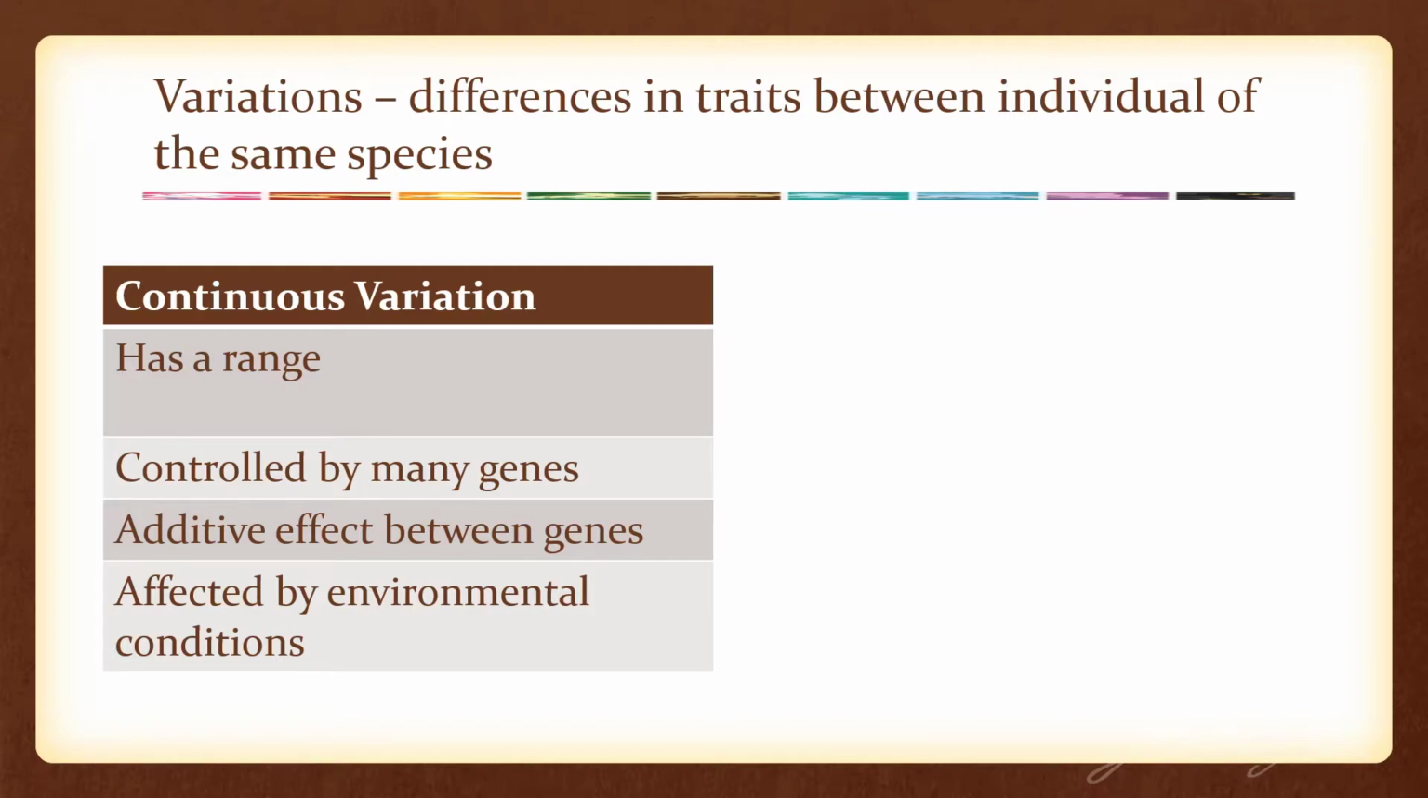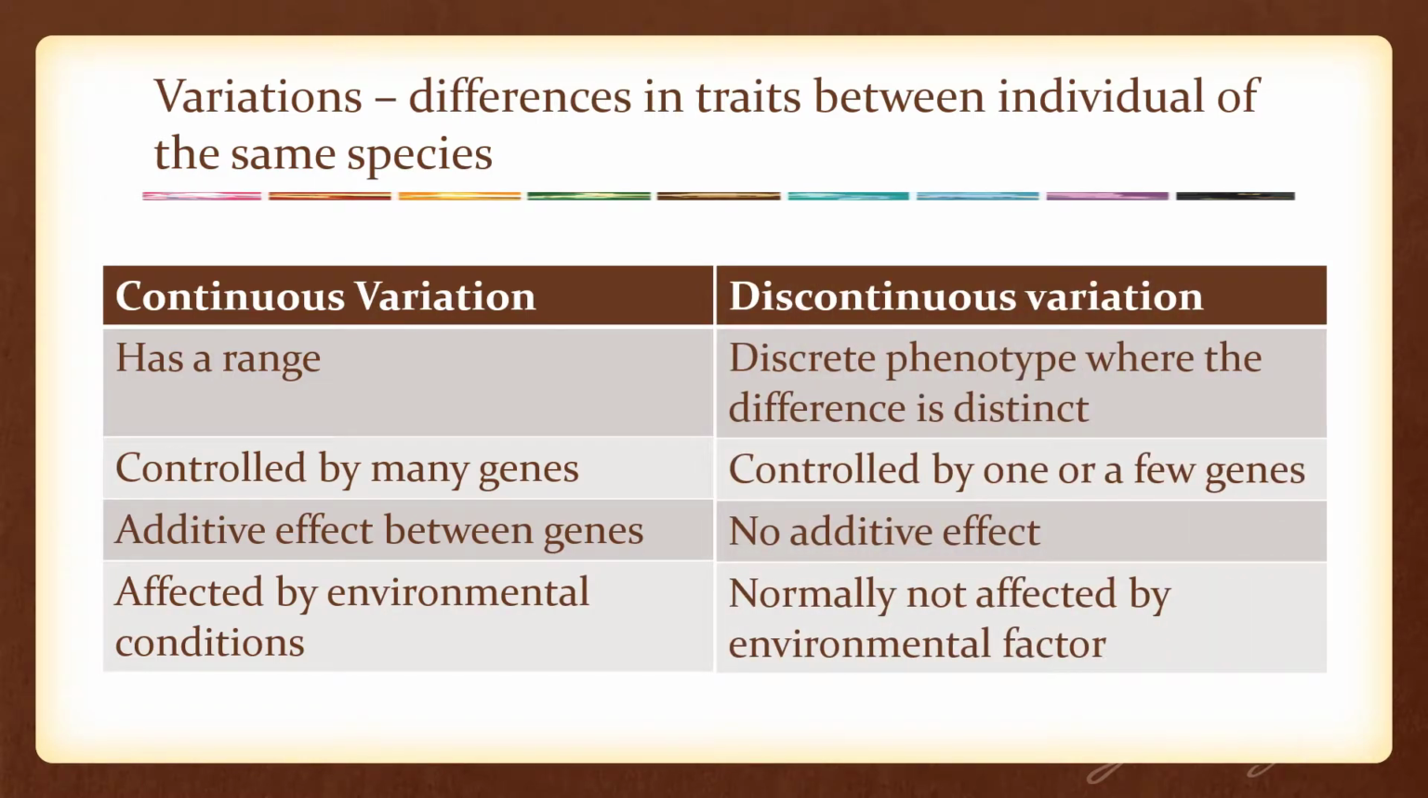Besides continuous variation, there is also discontinuous variation. They are discrete phenotypes whereby the difference is distinct. What do I mean by this? For example, double eyelid compared to single eyelid. There is nothing in between, like 1.5 eyelid. Another example is whether you have the enzyme to digest alcohol. It's either you have or you do not have it.